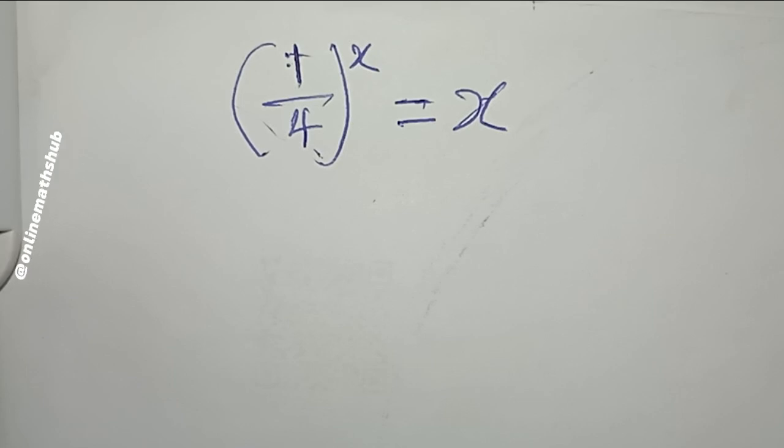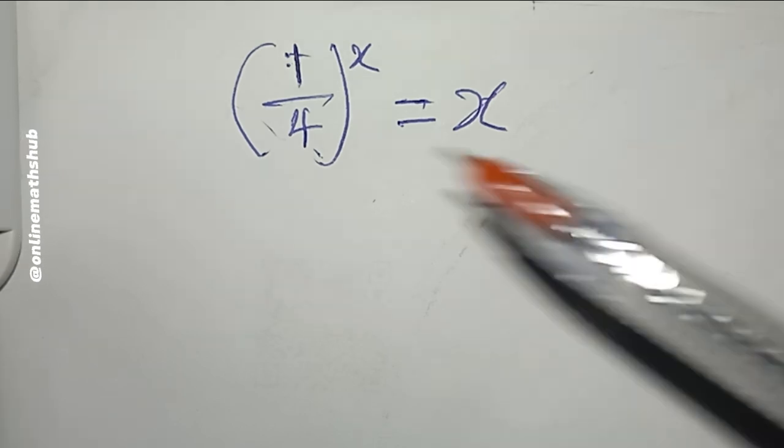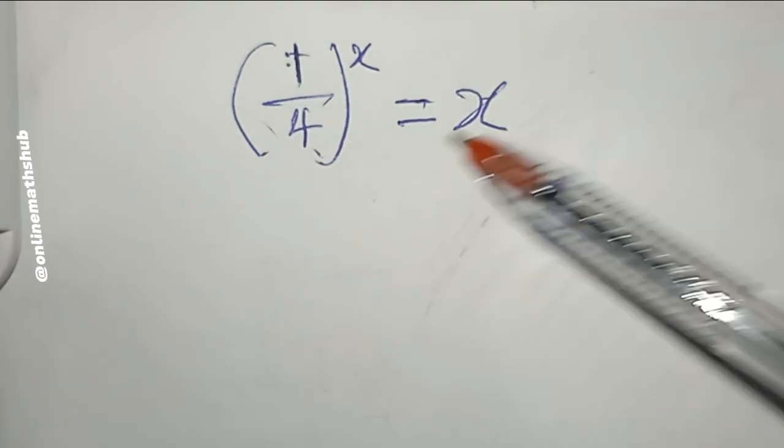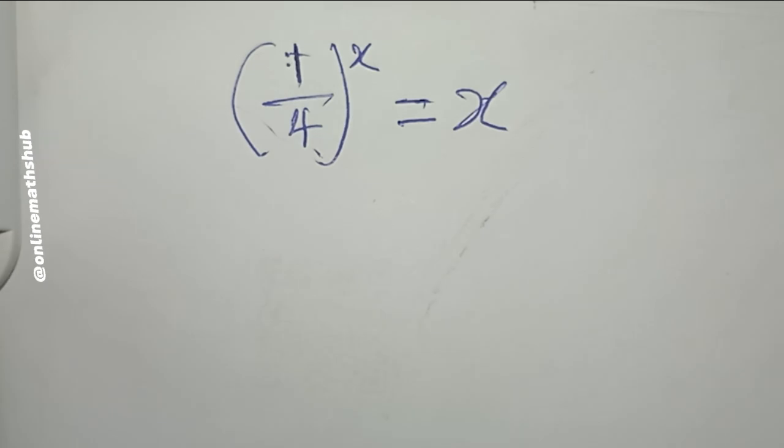So we're going to be solving this equation right here. What we have is (1/4)^x is equal to x. We want to find the root of this equation, that is, the value of x that is going to satisfy it. So follow through and let's see how it goes.